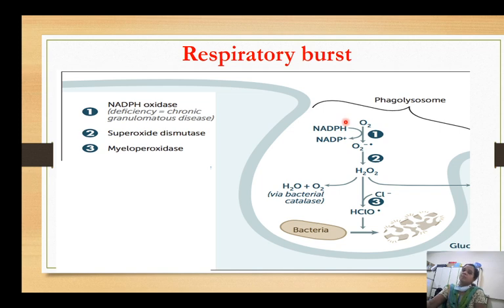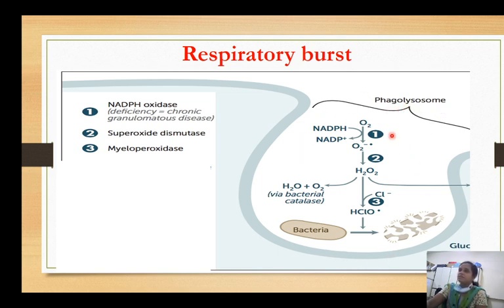So first thing, what will happen? The leukocytes or the WBC, when they come across a bacteria, that bacteria is engulfed. So this is a cell of the leukocyte. Now when the bacteria enters, the bacteria is engulfed by the leukocyte and it will form a vesicle called phagolysosome. This is not peroxisome. Through the cell membrane, phagocytosis has taken place and it has engulfed the bacteria. That is called phagolysosome.